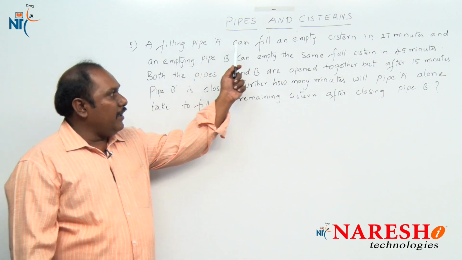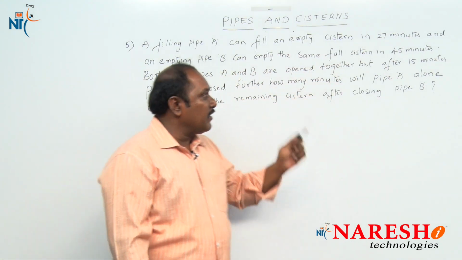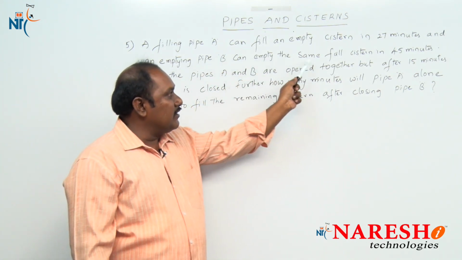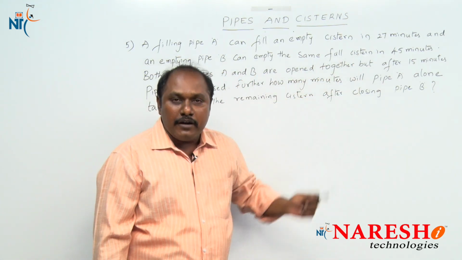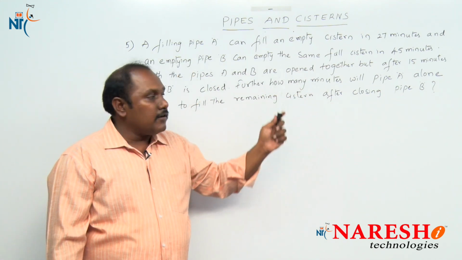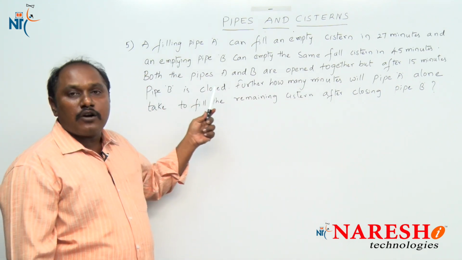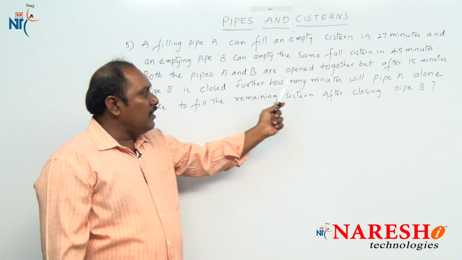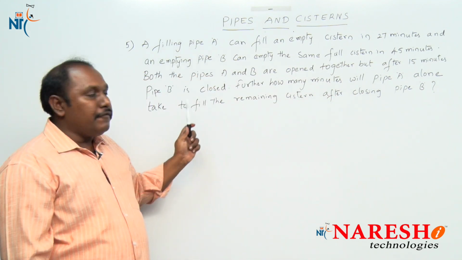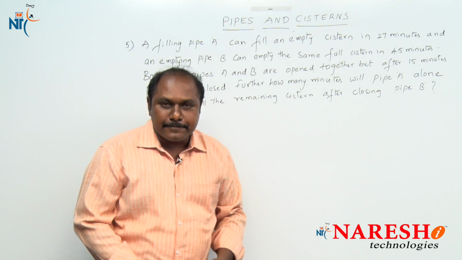A filling pipe A can fill an empty cistern in 27 minutes and an emptying pipe B can empty the same full cistern in 45 minutes. Both the pipes A and B are opened together, but after 15 minutes, pipe B is closed. Further, how many minutes will pipe A alone take to fill the remaining cistern after closing pipe B?